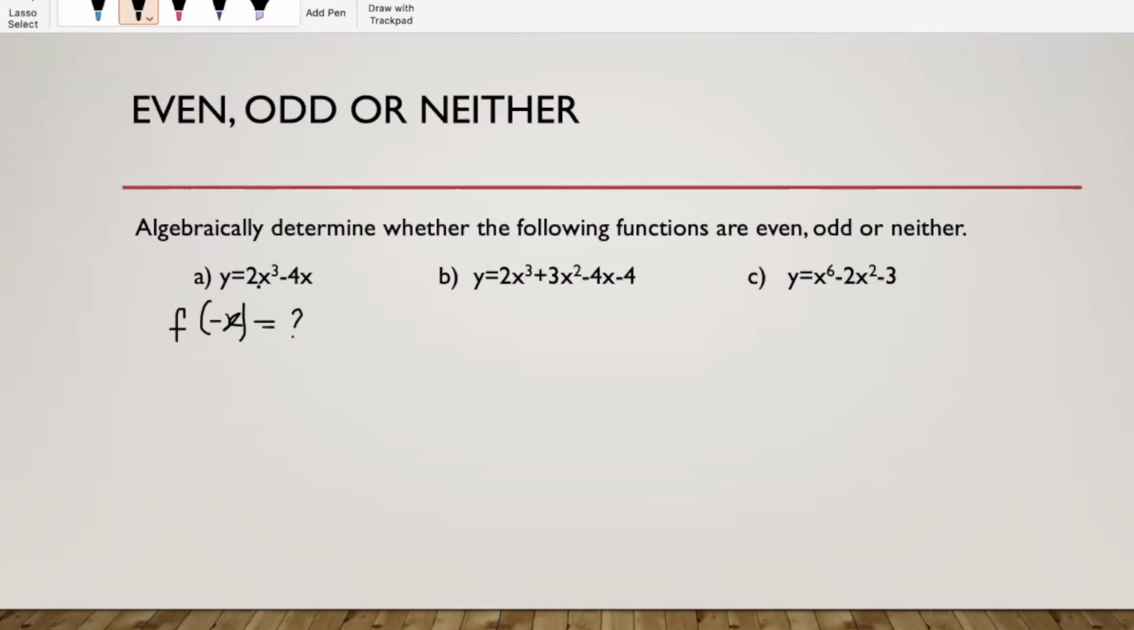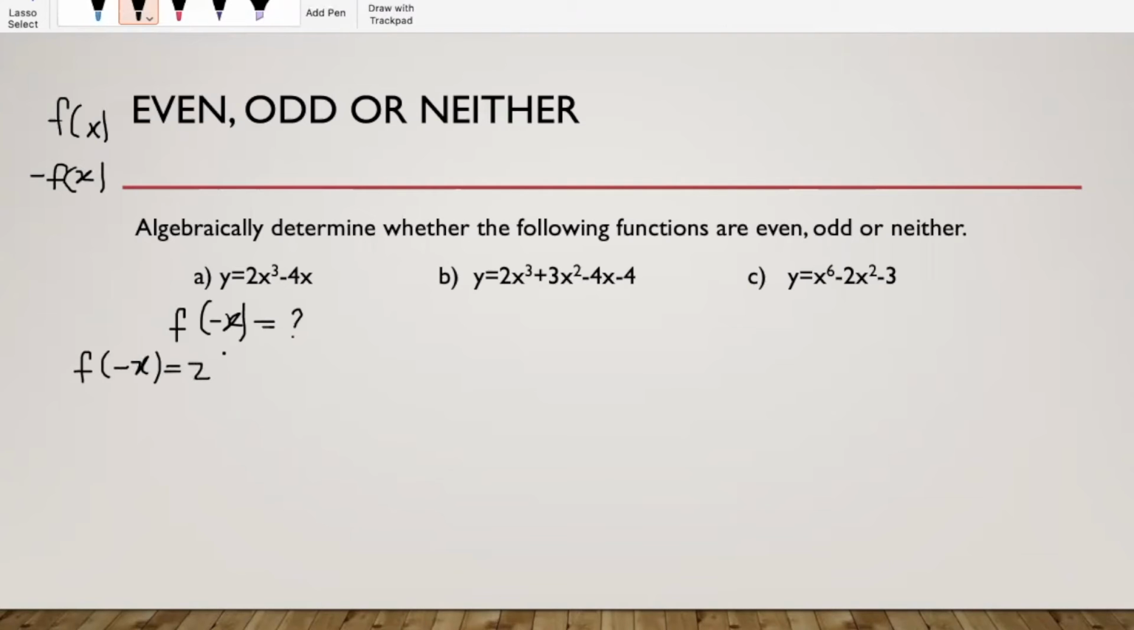Remember, for it to be even, I have to get f of positive x. If it is odd, then I have negative f of x. And if I am not getting any of these options, then it means that it's neither. So let's substitute it right here. If I'm doing f of minus x, what's going to happen here is that I substitute.